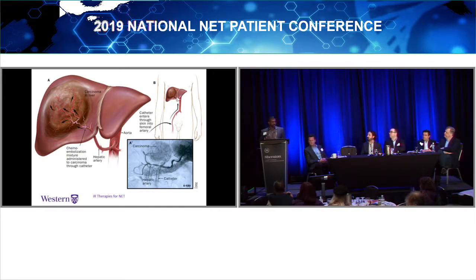The liver is kind of a unique organ, has a double blood supply. It has a big vein that really feeds the bulk of the liver, the portal vein, and it has an artery that feeds the minority of the liver, but it tends to be preferentially feeding tumors.